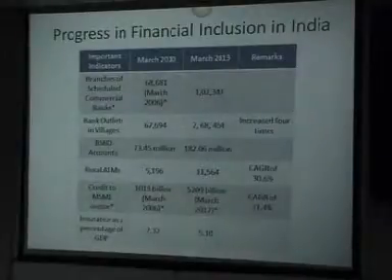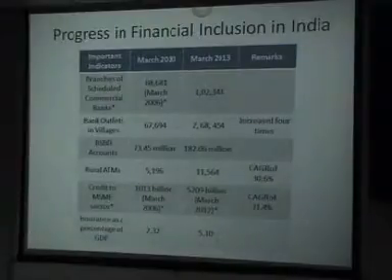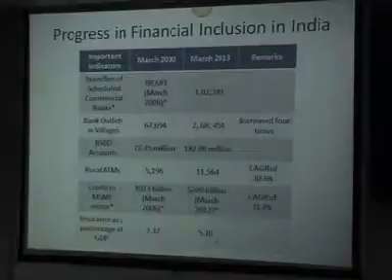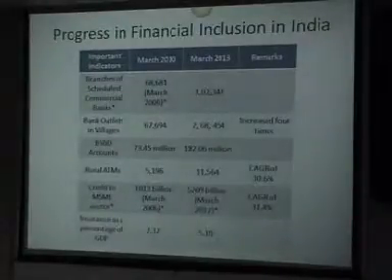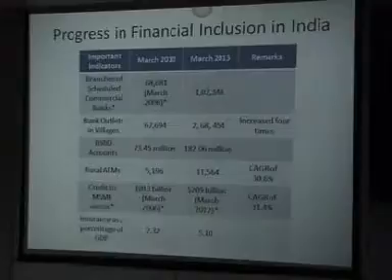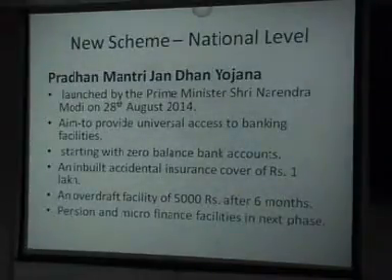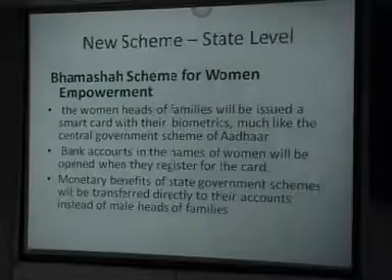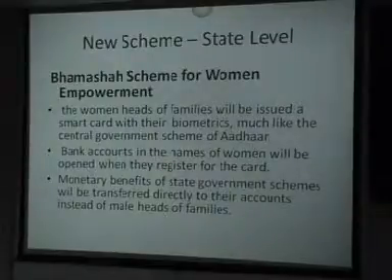This table represents the financial inclusion progress that has been made in India. We can see that a lot of progress has been made, especially when bank outlet villages are concerned. Almost they have increased by 4 times. The rural ATMs have increased at a compound annual growth rate of 30.6%, and the credit to micro, small and medium enterprises has also increased by 31.4%. Next, a lot of new schemes, like they have already been mentioned, Pradhan Mantri Jan Dhan Yojana has been introduced. Next, at the state level, Bhabasha scheme for women empowerment has been introduced.